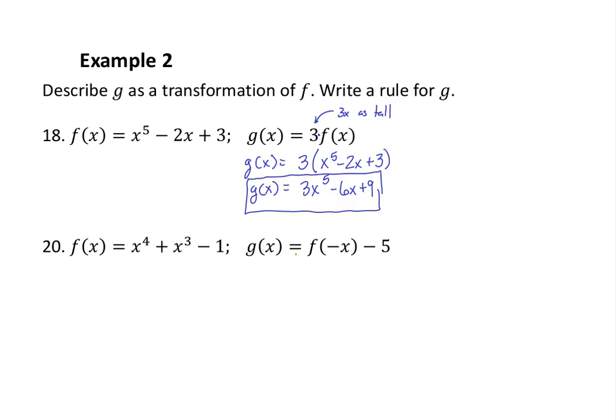Number 20, here we've got a little bit more happening. We've got a negative x for an input instead of a positive x. That indicates a horizontal reflection. Okay, and then we're subtracting 5 afterwards. That means a shift or translation of the graph down 5 units. Okay, so let's take a look at what g of x then looks like. Instead of x to the fourth, I will have negative x to the fourth. Instead of x to the third, I'll have negative x to the third. I'll still have my minus 1, but then I subtract 5 afterwards to apply that downward shift.